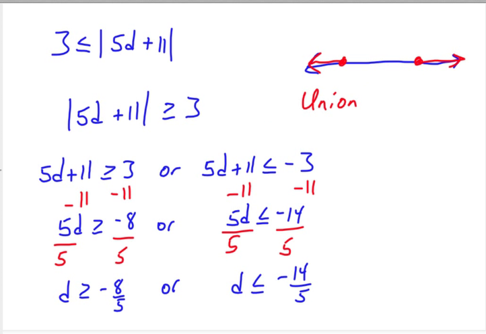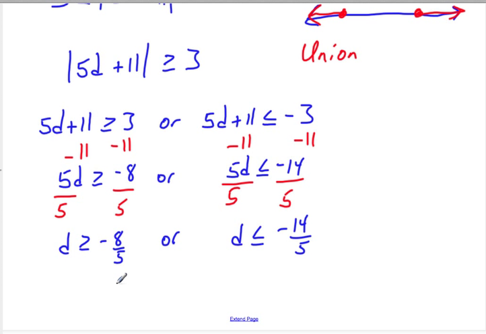So if we were to graph that, -8/5. I don't know where that is exactly. Let's call it right here, -8/5 and -14/5. Let's put that over here because it's even more negative. And d is greater than or equal to this, so that would go this direction. And or d is less than or equal to this, so we go this direction. And that is a union.